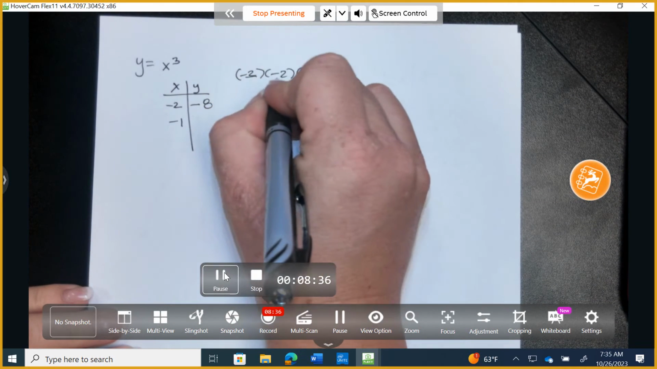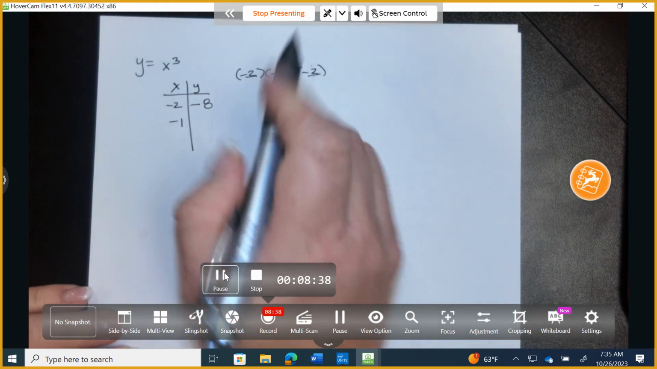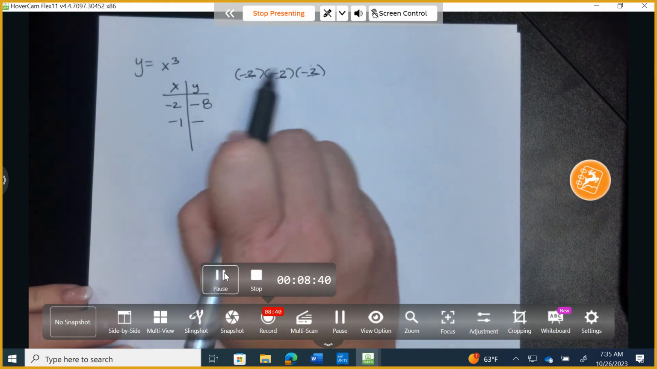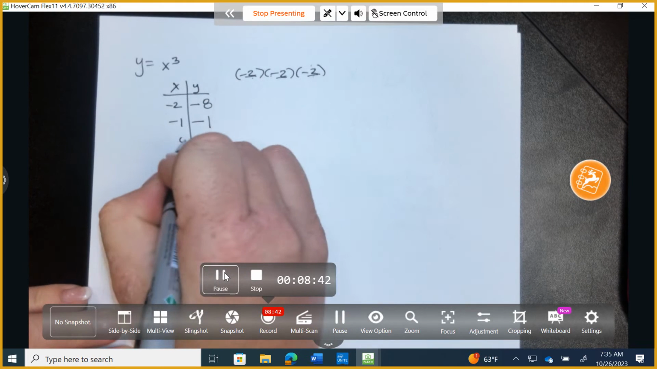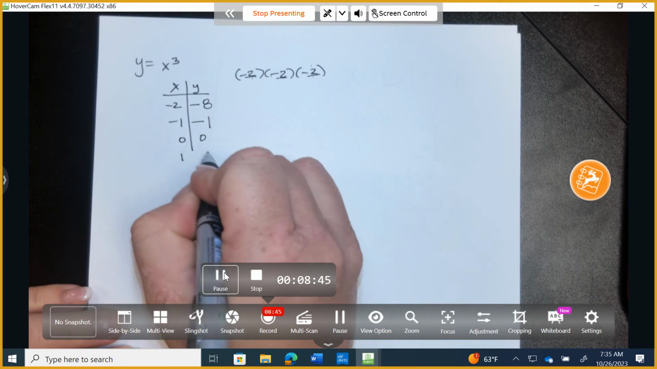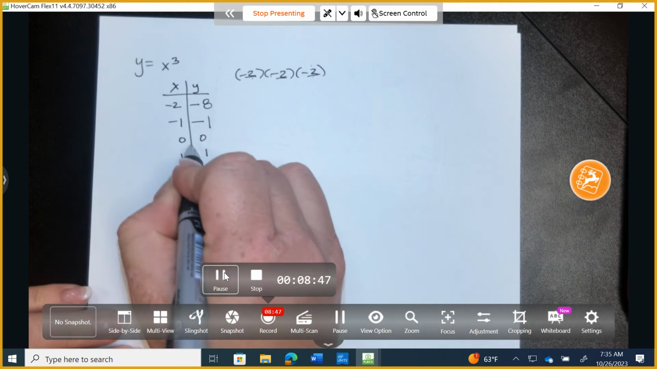If I change this to a negative 1, being sloppy here, again, 3 negatives make a negative. And 1 times 1 times 1 is 1. 0 cubed is 0, 1 cubed is 1, and 2 cubed is 8.